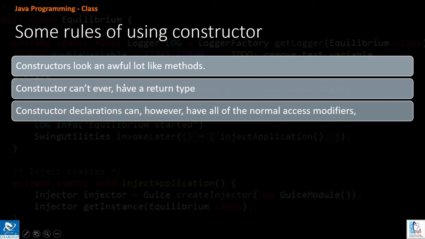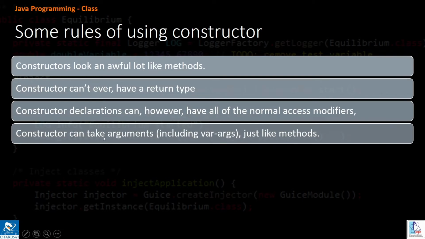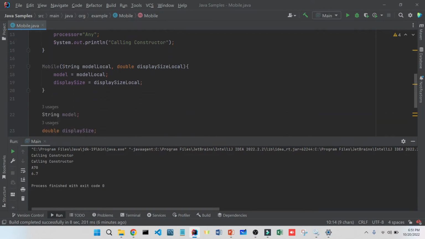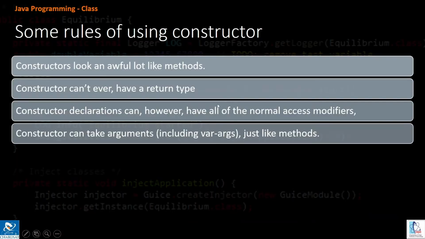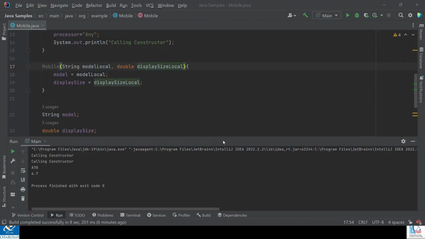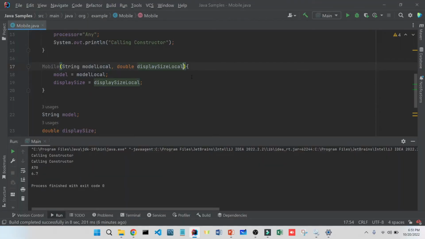Okay. The next one: a constructor can take arguments, including varargs, just like methods. Yes, that is what we have seen, that the constructor can have arguments. And here it is mentioned, including varargs. So what is a vararg? A vararg can be declared like this: String... args. This is a varargs argument. We are going to discuss more on this later on.